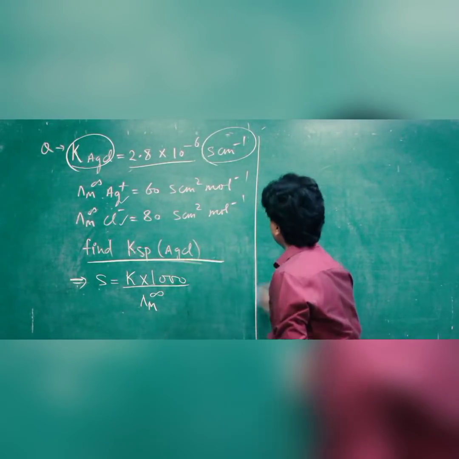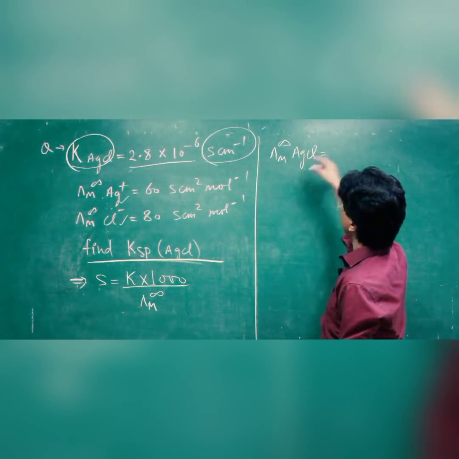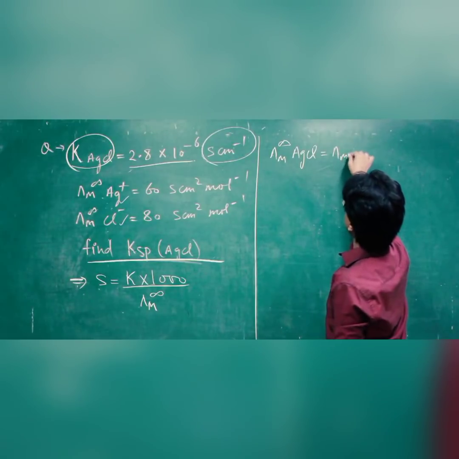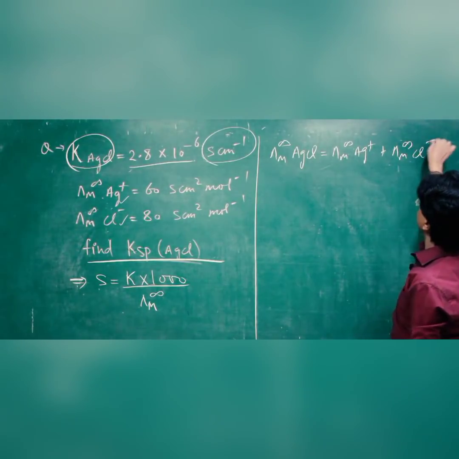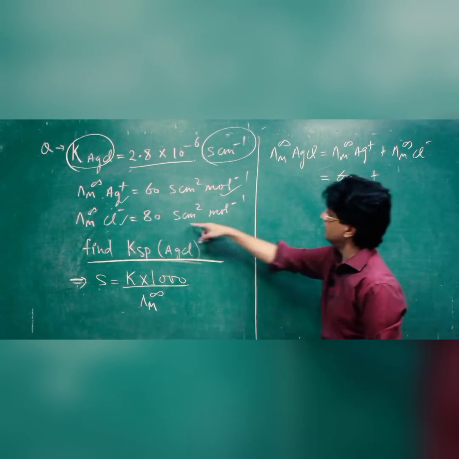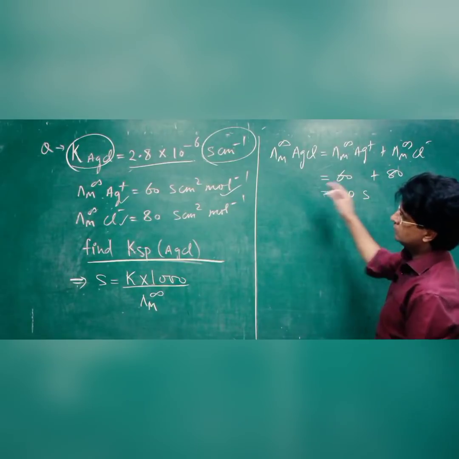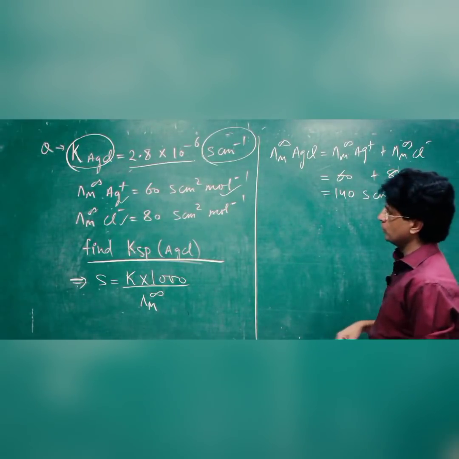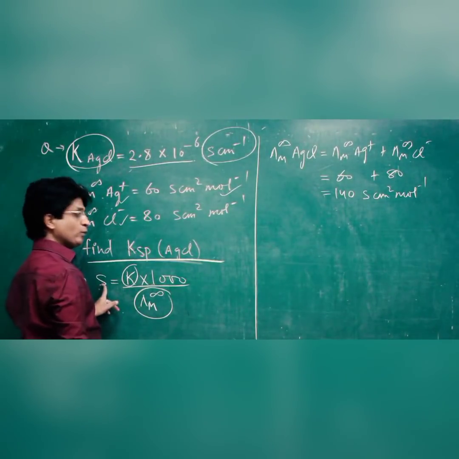Now I know that molar conductivity at infinite dilution of AgCl is equal to the summation of the molar conductivities of the ions. So that will be molar conductivity of Ag ions plus molar conductivity of Cl ions. This is given as 60 plus 80. So this will be 140 Siemens centimeter square, look at the units also, per mole. Now I got this, I know kappa, I can calculate solubility.